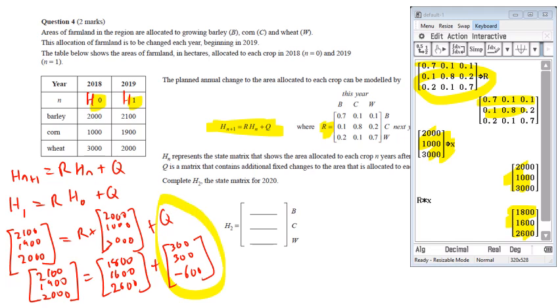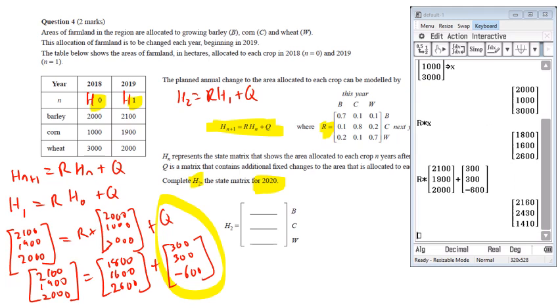So now we got Q, we can find out for 2020, all right, which is H2. So H2 equals R H1 plus Q. And so if you, let's just delete these highlightings, and we hit the calculator.